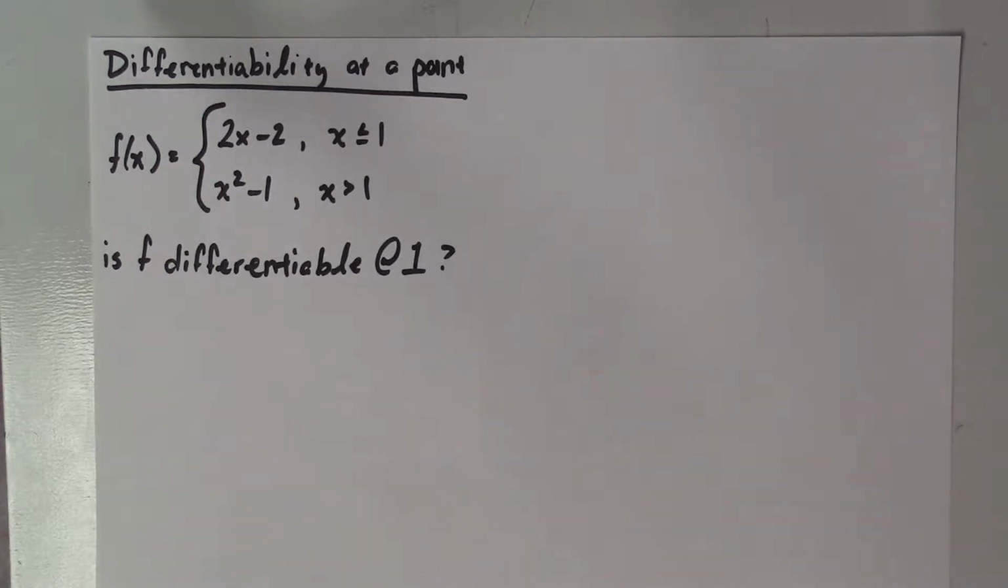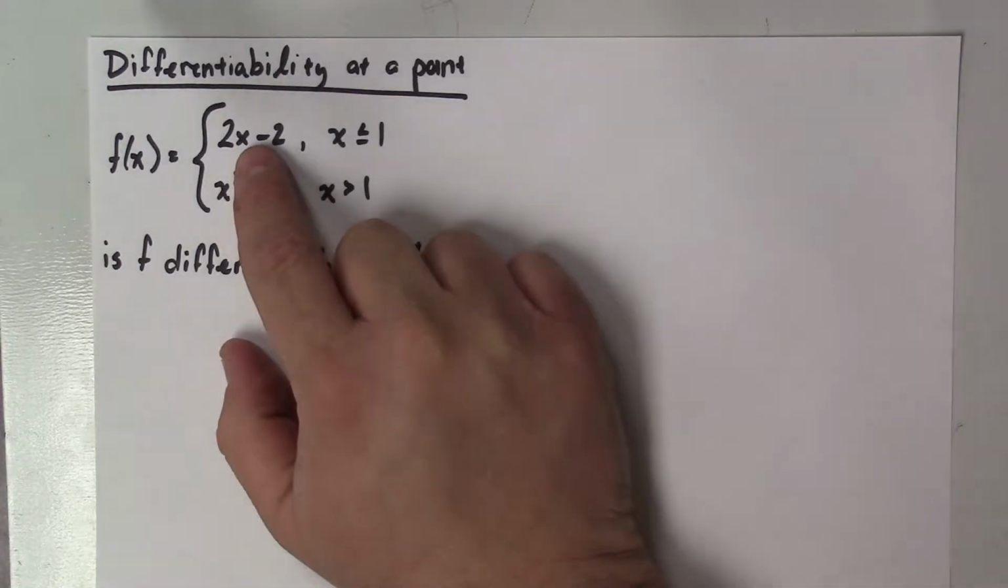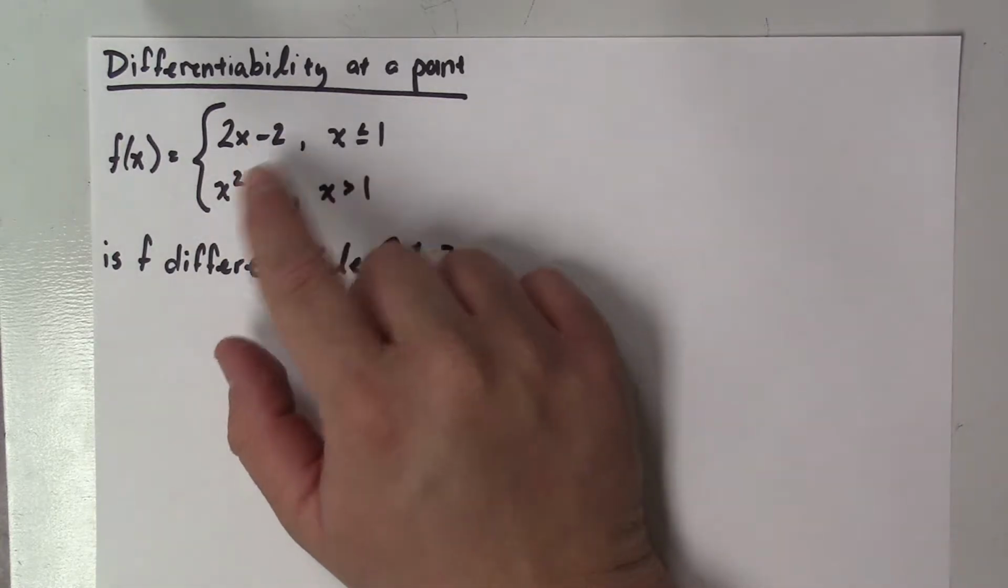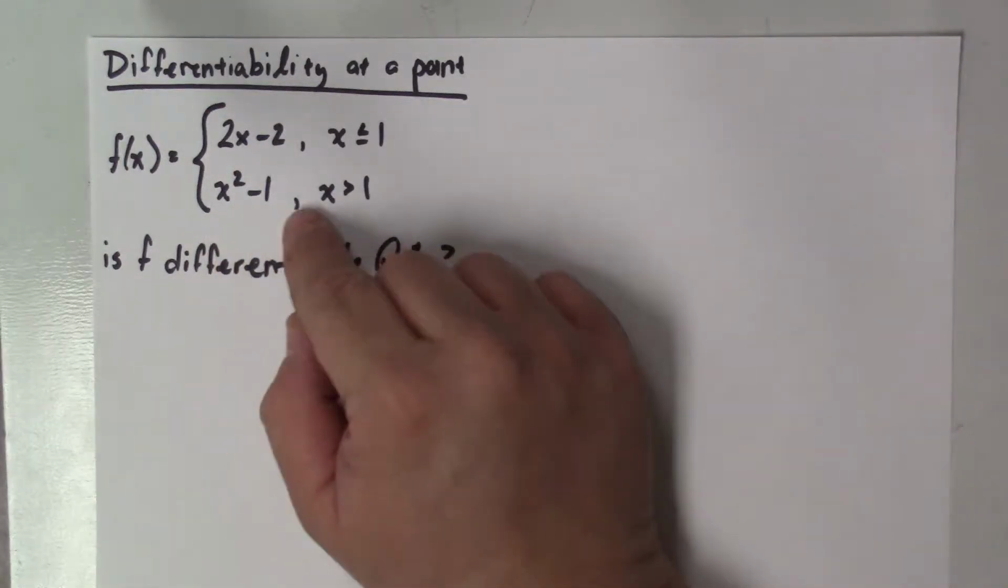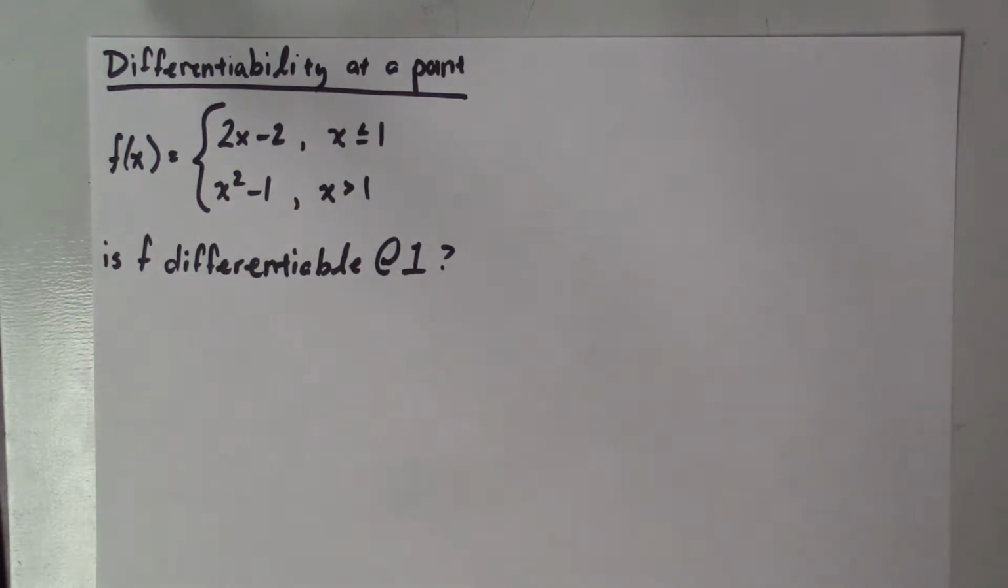I want to work an example of determining whether or not a function is differentiable at a point. And so our question here is, I have f of x, which is a piecewise function. It's defined as 2x minus 2 when x is less than or equal to 1, and it's defined as x squared minus 1 when x is greater than 1. And our question here is, is f differentiable at 1?